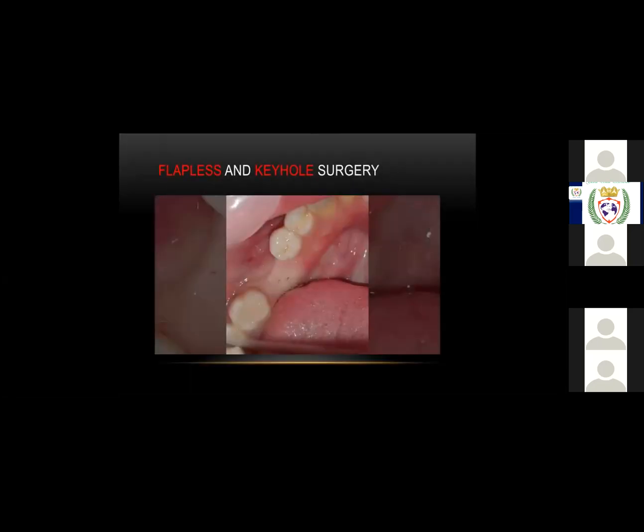So next we are going to do a flapless. If we have a type 2 defect, like we don't have height of the bone, but we have a good width of the bone. In this case, you can see there is a good amount of width of the bone, but there is no height. Sometimes we can pick these cases if they are ideal to do such flapless and keyhole surgery.